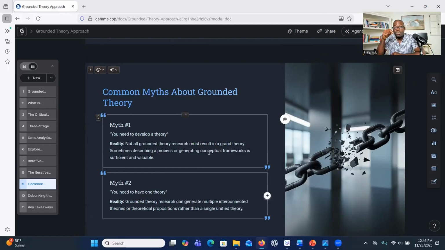The second myth is that you have to develop one theory. You can develop multiple theories. It all depends on what the theory is explaining, right? Let's say you are focusing on two main aspects of a concept, right? One theory can explain one aspect, another theory can explain another aspect, right? So these are the two main myths, but as I said, there are a lot, but these are the two main ones that I want to really share with you.